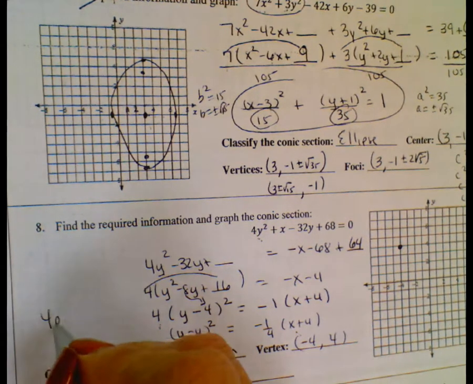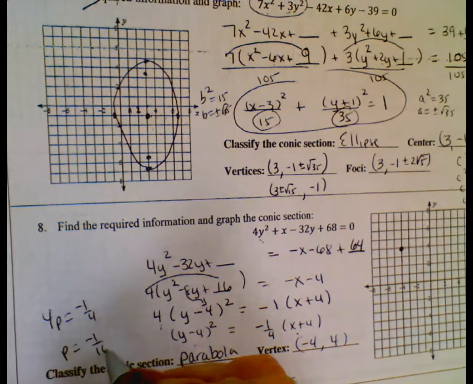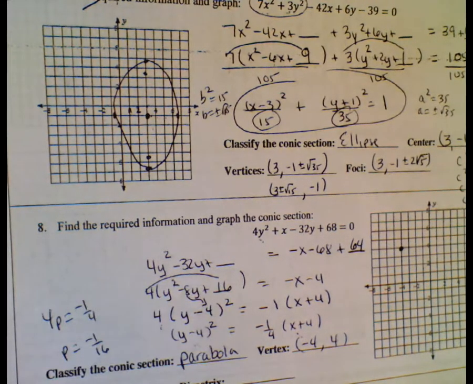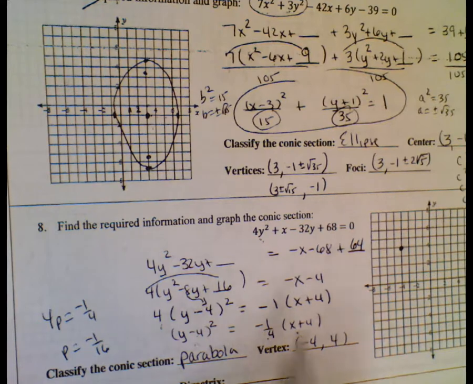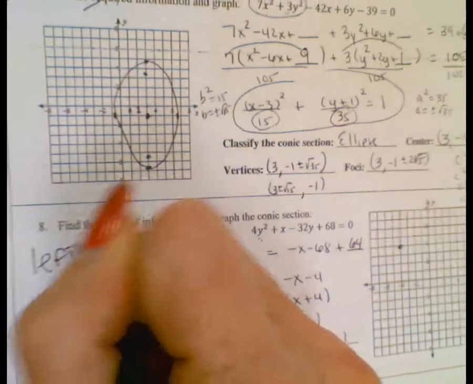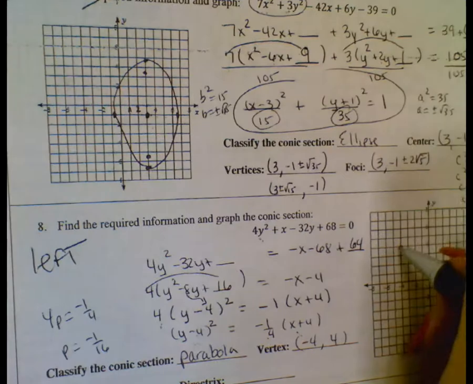Your 4p is going to be equal to -1/4, so p is equal to -1/16. Another ugly p. They have some hard problems in this section. This is opening left, by the way, because y is squared, so it's right or left. This is negative, so it's opening left. Let's write that big. We know that it's opening left. And we're going to go -1/16 to the left, which is right there.